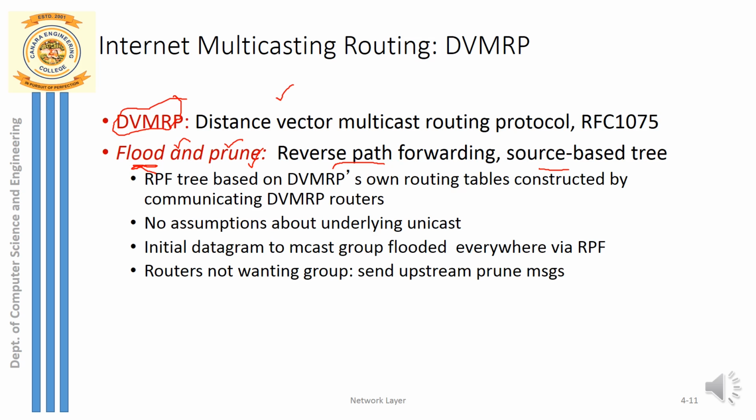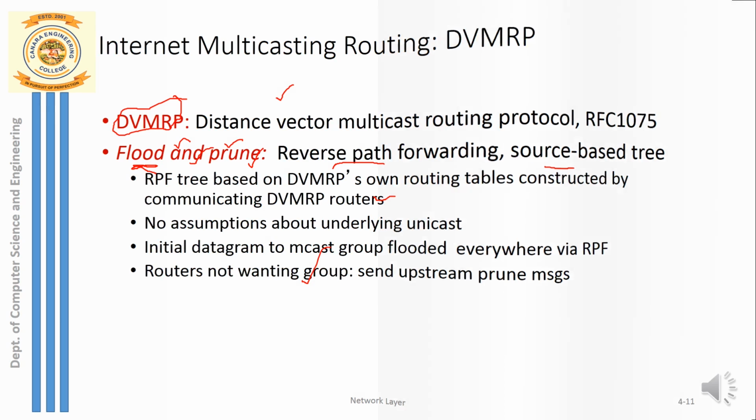So what is source based? One node acts as a source, and if another node acts as a source, a different tree structure is constructed. Okay, so the reverse path forwarding technique we have used here, a source based tree is constructed, and the flooding and pruning technique is also used as a part of DVMRP. Okay, yes, so this is all we have discussed about DVMRP.